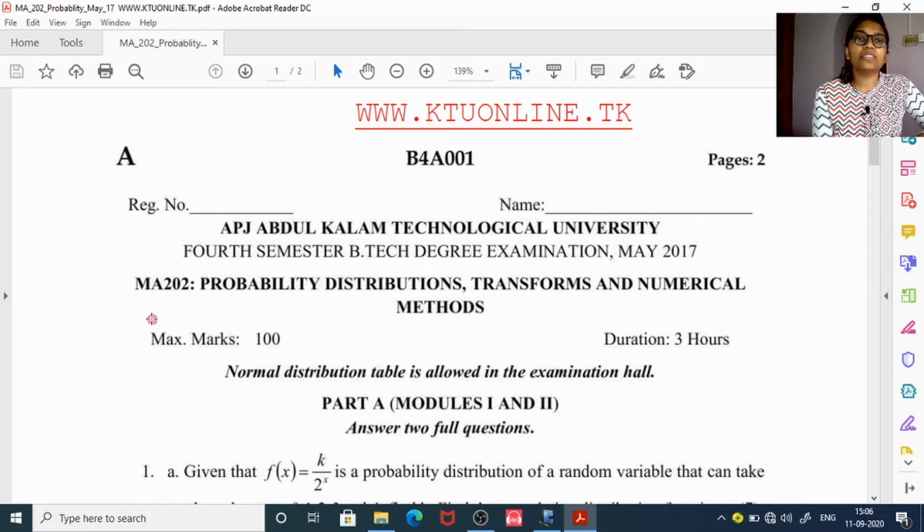So KTU's 4th semester mathematics examination, that is MA202, Probability Distributions, Transforms and Numerical Methods, is to be conducted on September 15th. Only a few days left. So I thought of giving you a question paper discussion from the module Laplace Transforms. Okay, I think around 20 to 23 marks can be scored from this particular module.